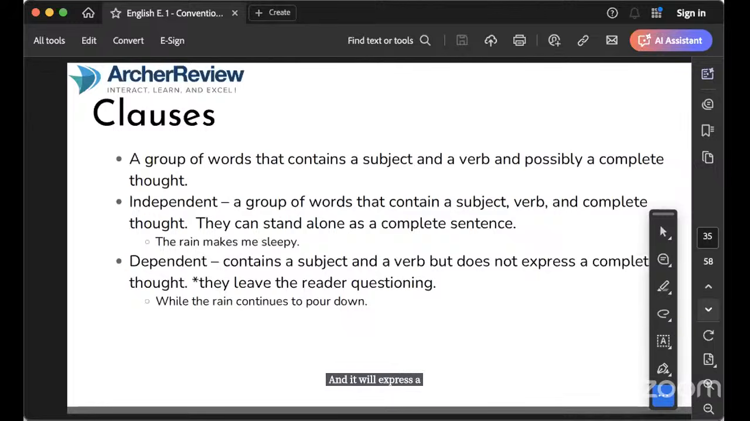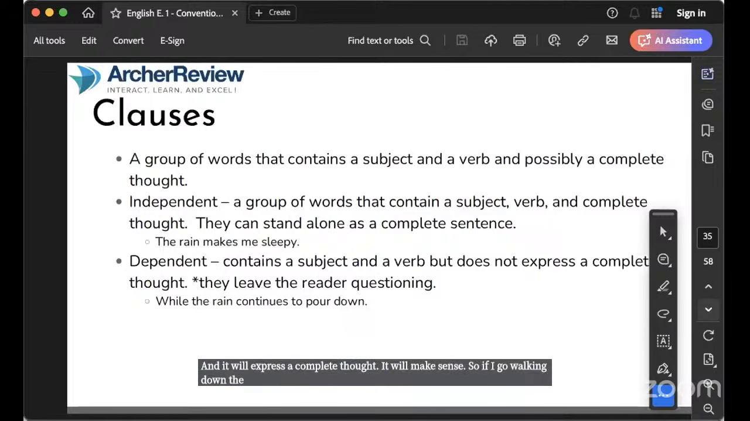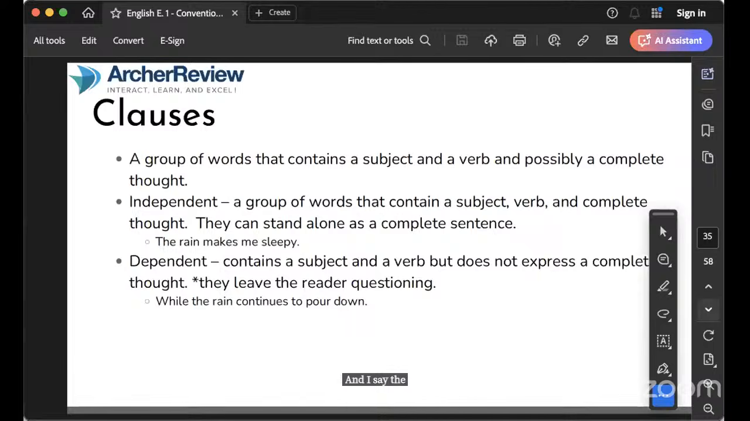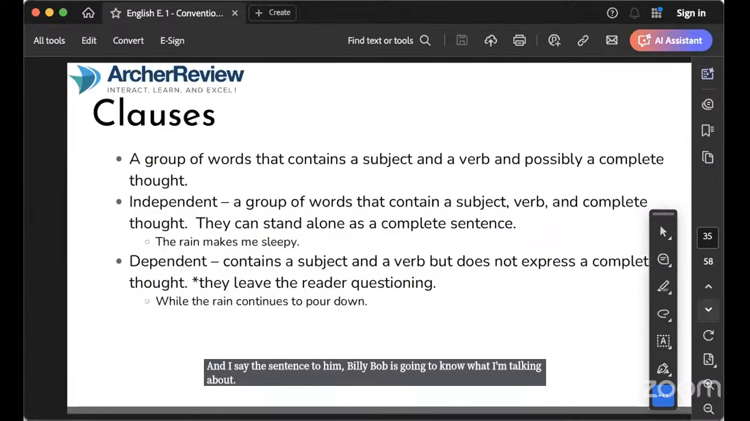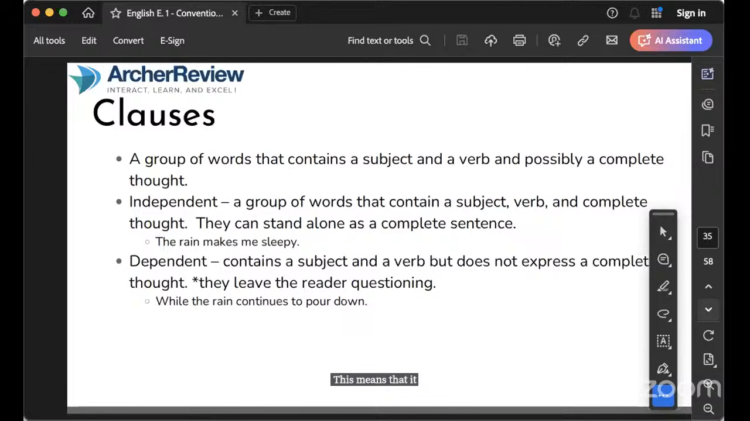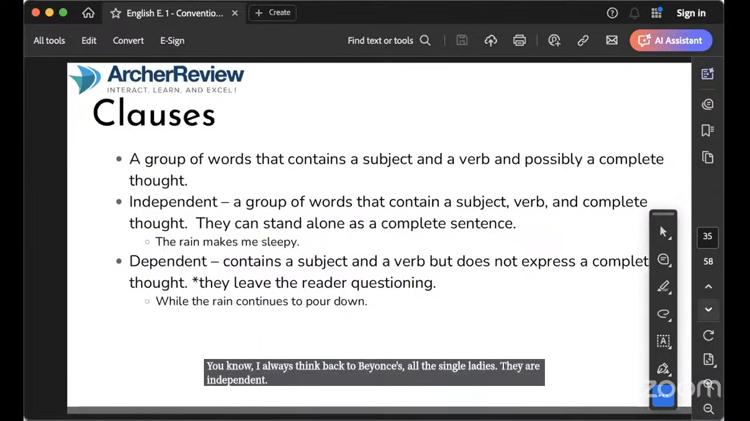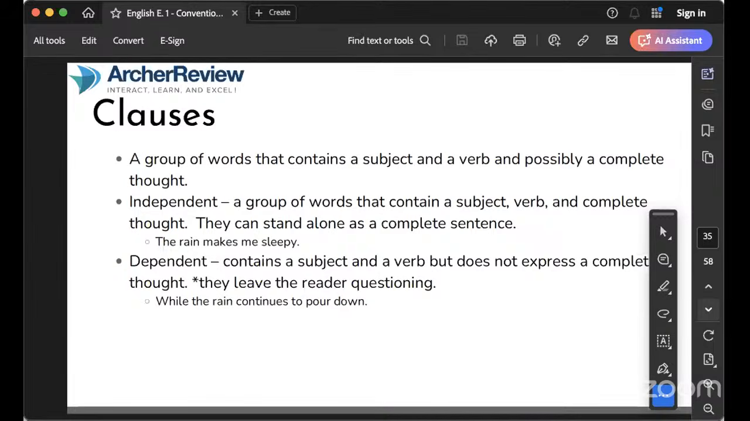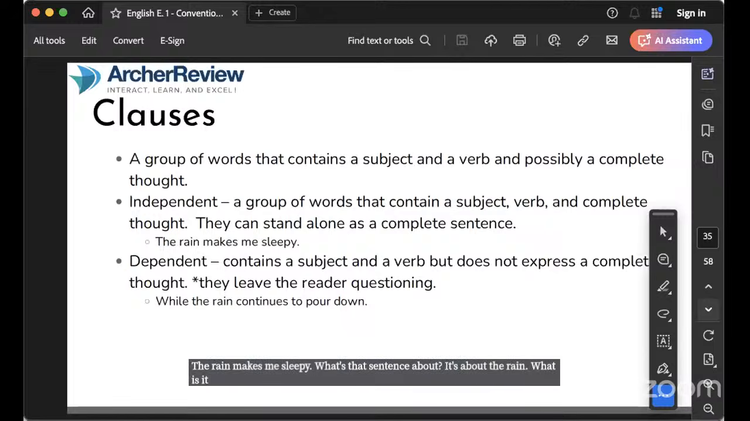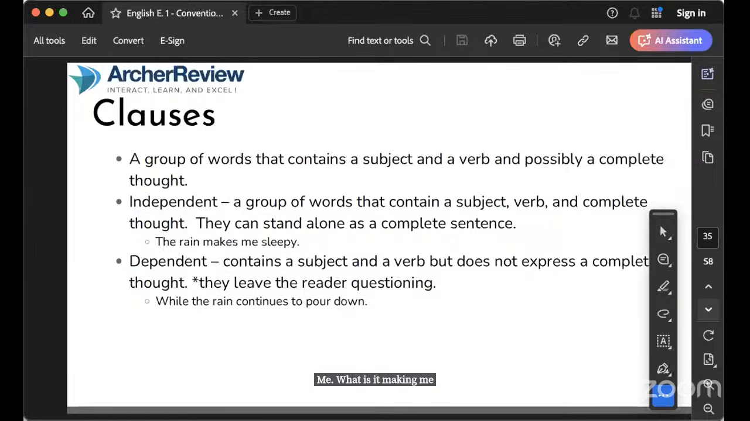It will make sense. So if I go walking down the street and I come across Billy Bob and I say the sentence to him, Billy Bob is going to know what I'm talking about. This means that it is a standalone, complete sentence. If it is independent, it can stand alone. You know, I always think back to Beyonce's All the Single Ladies, they are independent. The rain makes me sleepy. What's that sentence about? It's about the rain. What is it doing? It's making. Who is it making? Me. What is it making me? Sleepy. I've got that subject, rain, that verb, makes, and it expresses that complete thought.